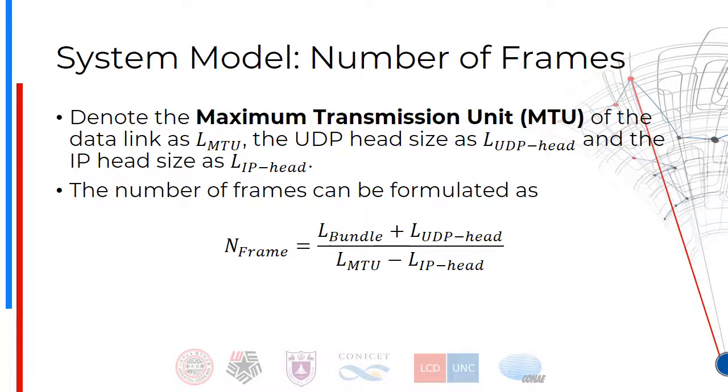We will denote the MTU of the link as L_MTU, and also L_IP_head as the size of the IP header. By using these parameters, combined with the UDP header and the length of the bundle we have just discussed, we can get the number of frames that are required in order to transmit a given bundle, right? So this is the length of the bundle plus the UDP header, divided by the MTU, which also accounts for the IP header.